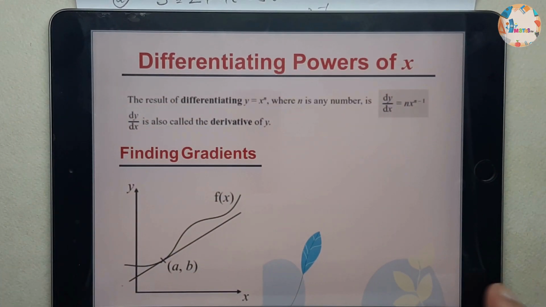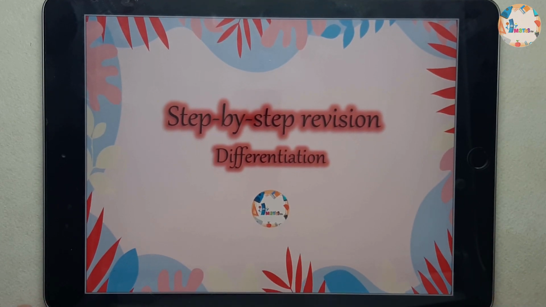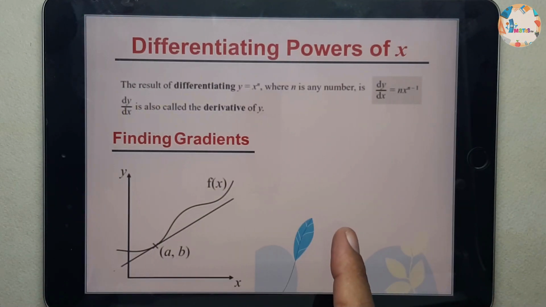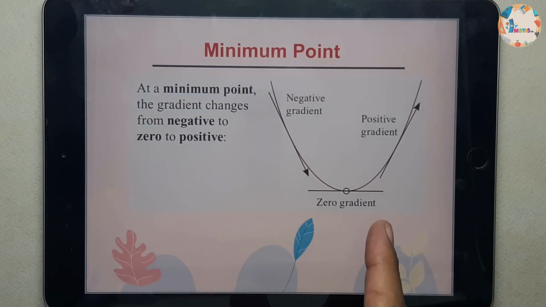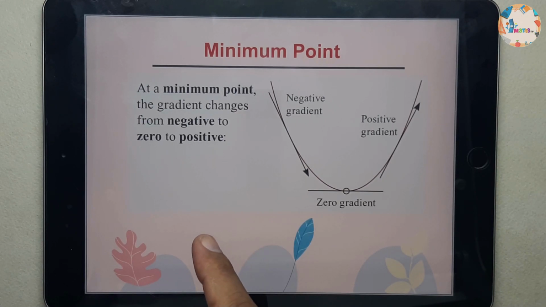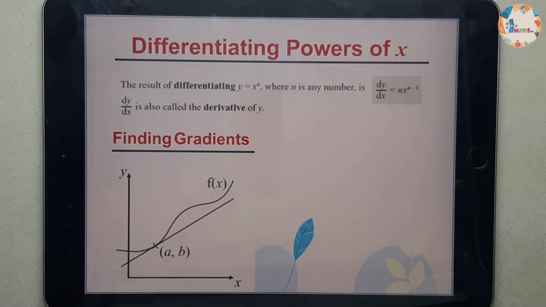This series we have completed with 3 videos, and I'll be waiting for your comments. So in 3 parts we have covered differentiation, powers of x and gradient, and then maximum point and minimum point, and how to find the nature of points, and plus we have done the word problem related to differentiation also.